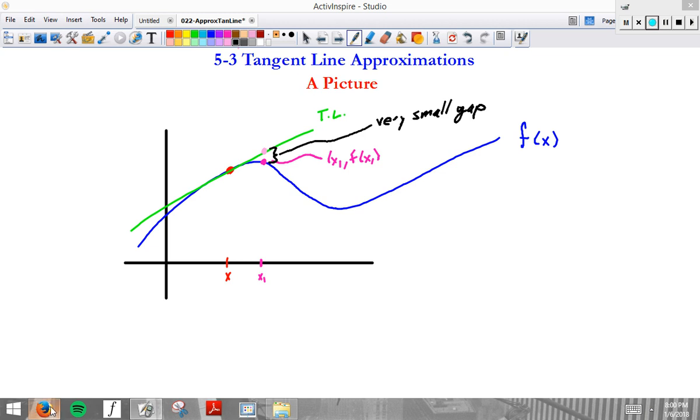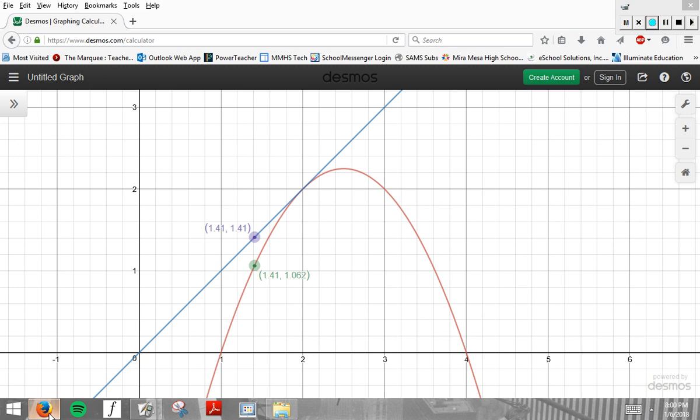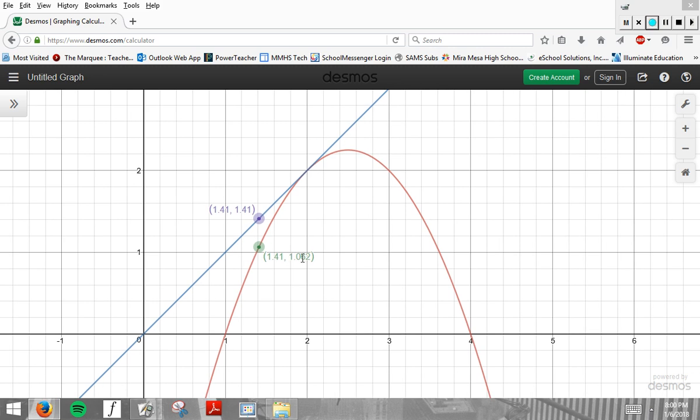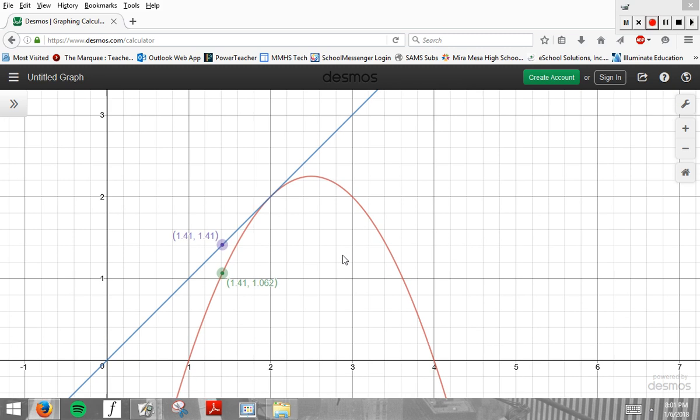I'm telling a story. For more numerical people, I've loaded up a Desmos demonstration. So here's a nice little parabola, and here's the tangent line to the parabola at this point 2, 2. Here are two y values. We can look at the y value 1.062. That's for the green dot, which is on the actual function. And this is the y value of the tangent line, which happens to be the line y equals x. I didn't know that until just now.